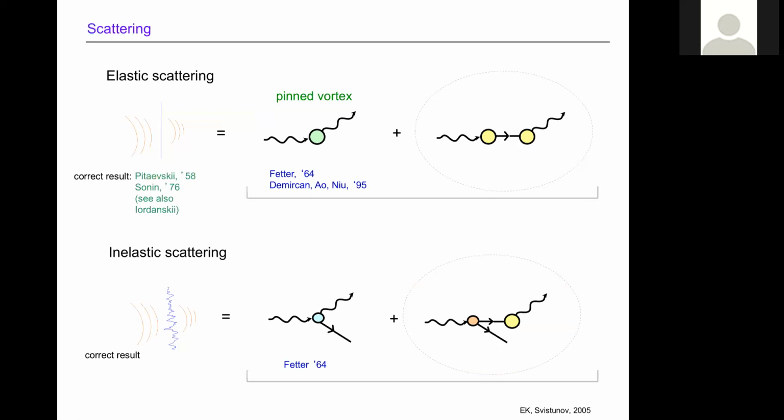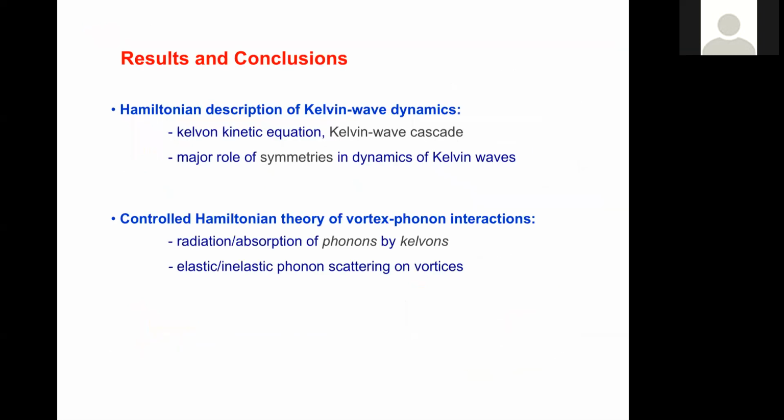Right, and similarly, the inelastic scattering has not been discussed that much, except by Fetter, but it needs to be corrected by a similar vertex. Okay, so I should end here. We're well over time, and I'll just leave my conclusions. Thanks a lot for your attention.